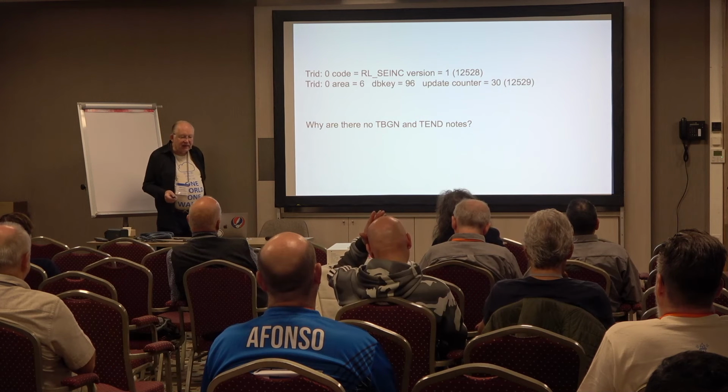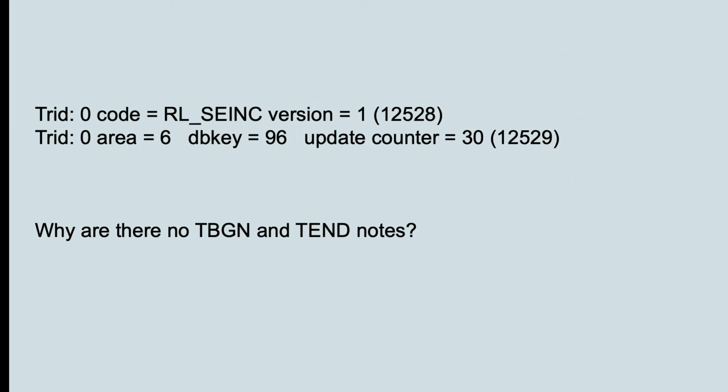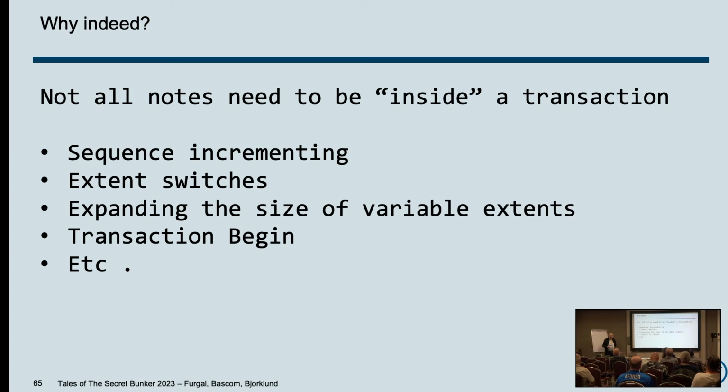Correct, no transaction. You get a sequence increment, but no transaction begin and no transaction end. And that's because there wasn't one. So you're allowed to update the sequence values without having a transaction open. So there are a bunch of notes that can execute outside a transaction. The sequence increment is one, but there's some other ones.